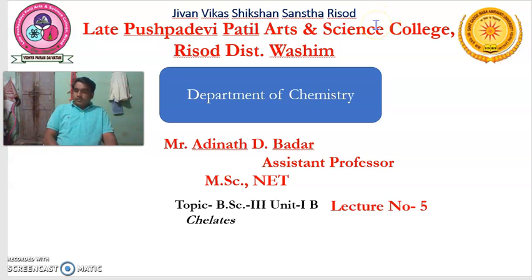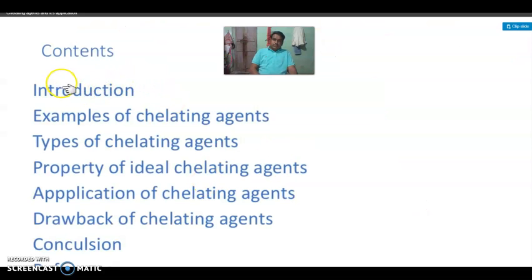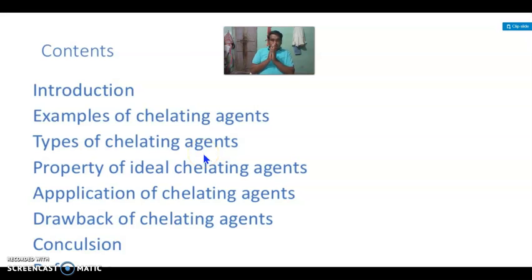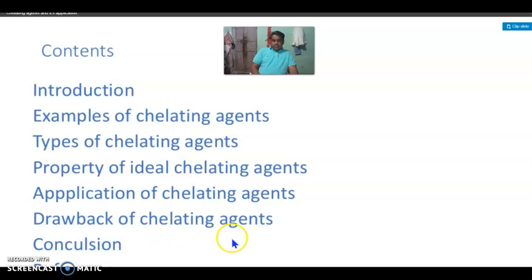Today, in this video lecture, I am going to discuss a topic for B.Sc third year students, Unit 1, Part B, lecture number 5, and the topic is chelates. Firstly, we see the contents of this video lecture: the introduction to chelates, examples of chelating agents, types of chelating agents, properties of an ideal chelating agent, application of chelating agents in various industries, drawbacks of chelating agents, conclusion and reference.